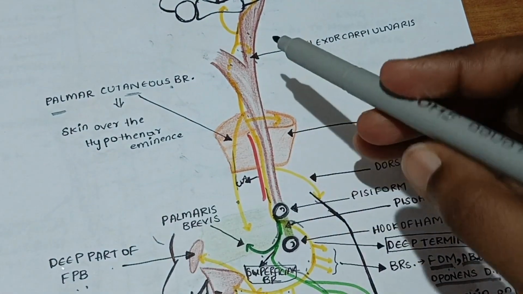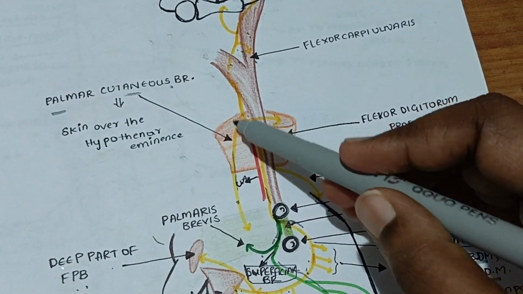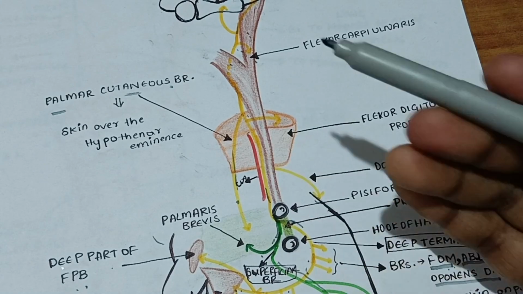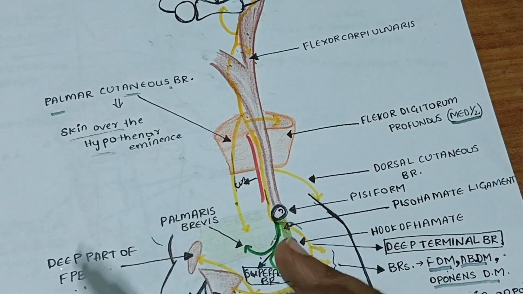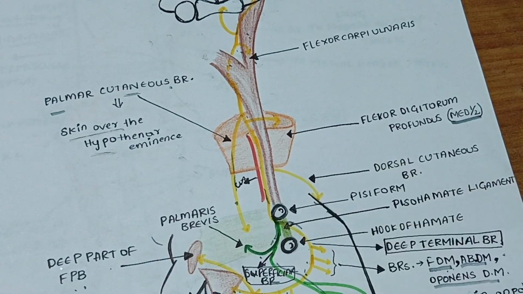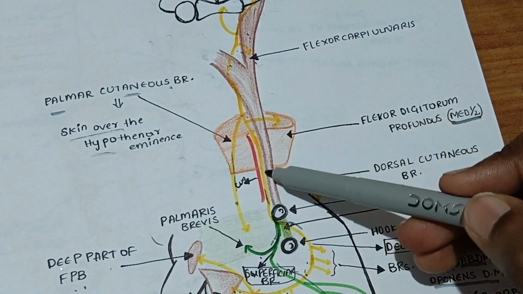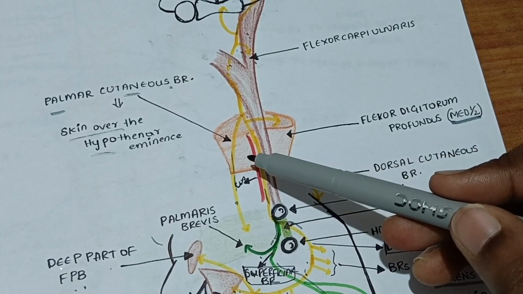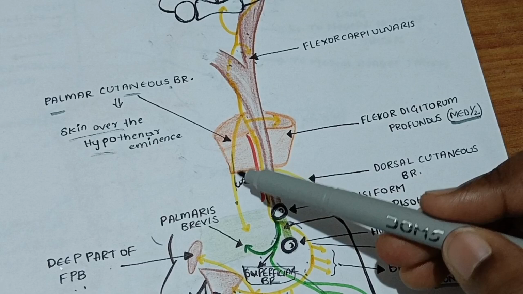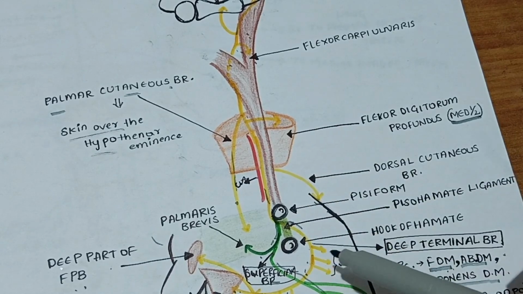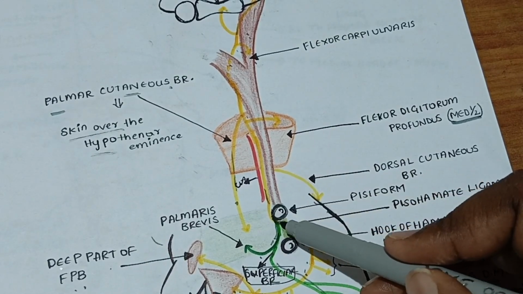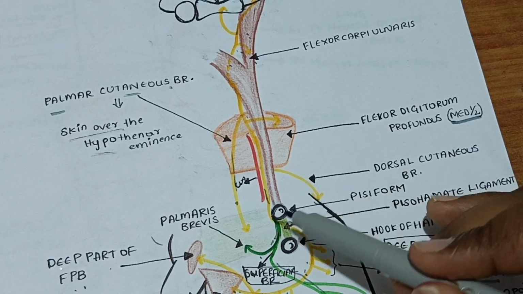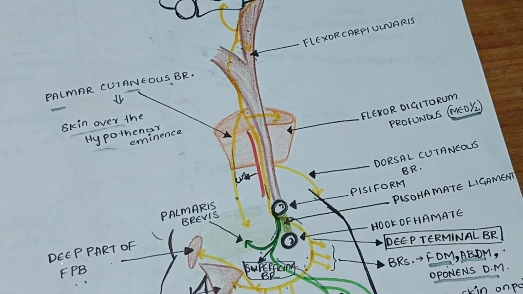When it is crossing through the forearm, it gives a palmar cutaneous branch, which is a sensory branch, supplying skin over the hypothenar eminence. The main branch continues along with the ulnar artery, which is lateral to the ulnar nerve. The ulnar nerve divides into superficial and deep branches before entering the pisohamate ligament.